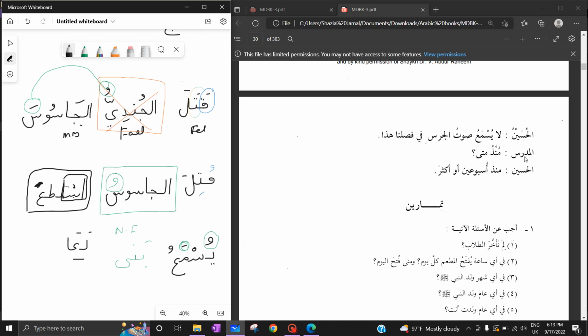So the Mudarris asks, munzu mata means since when. Munzu is also a zarf and it means since when. Then Hussain says mundhu usbu'ain, since 2 weeks, aw akthar, or more than 2 weeks. So mundhu acts as a zarf here, and here it is in the form of idafa construction. Mundhu usbu'ain, that's why this is in jar case. So we come to the end of the lesson. This is our lesson number 3.